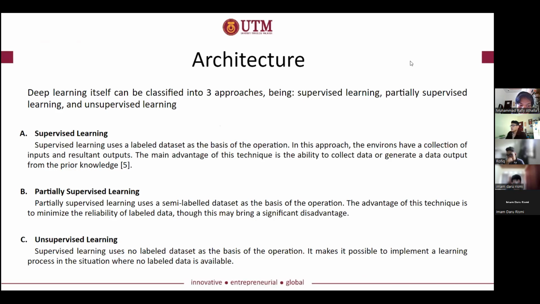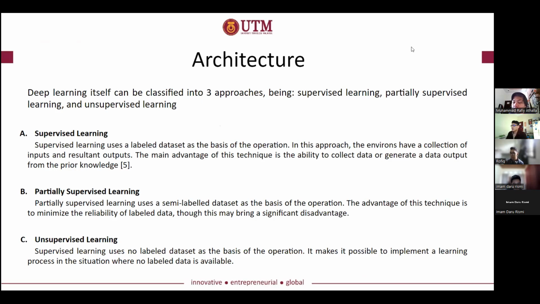As I mentioned, there are several approaches mentioned in the deep learning paper. Deep learning can be categorized into 3 different approaches: first, supervised learning; second, partially supervised learning; and third, unsupervised learning. Supervised learning uses a labeled data set as the basis of the operation. In this approach, the environment has a collection of inputs and resultant outputs. The main advantage of this technique is the ability to generate data output from prior knowledge.